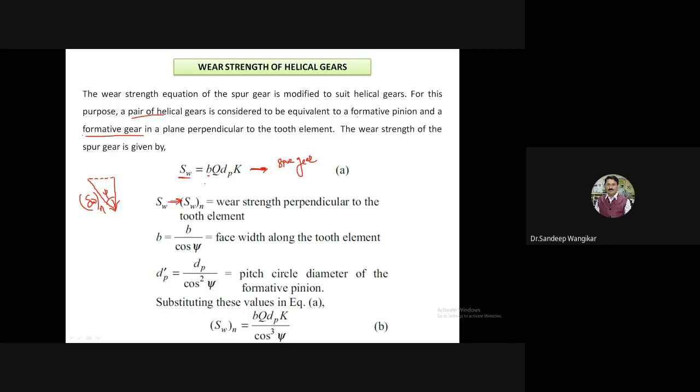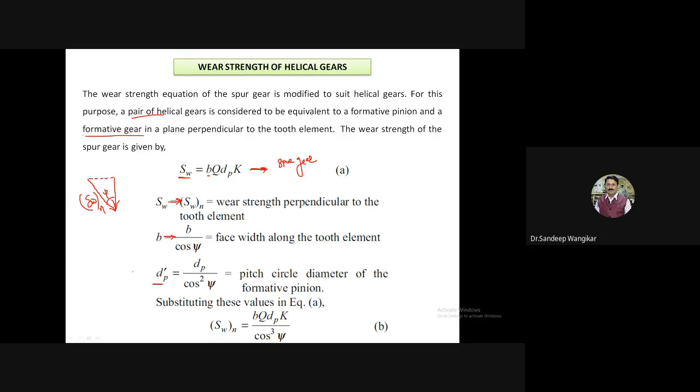The B we have already discussed in the last case. B will be B divided by cos psi, the face width along the tooth element. Then d dash p is equal to dp divided by cos square psi. Now this formula we have discussed in terminology. The diameter is given by the pitch circle diameter for this formative teeth, d dash is given by d divided by cos square psi.